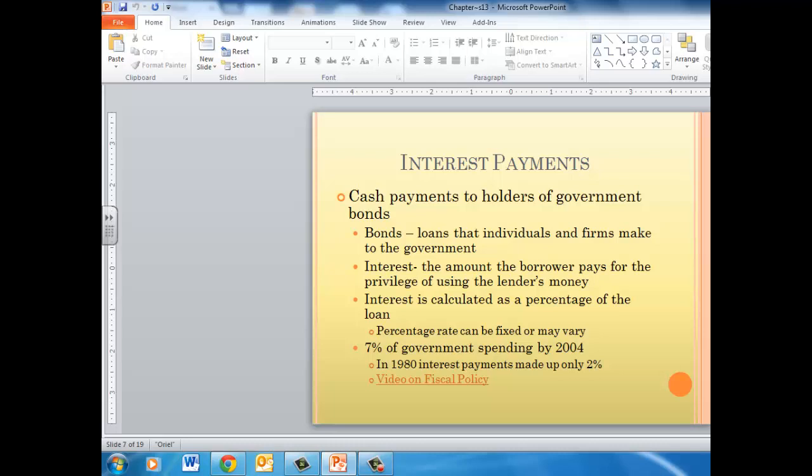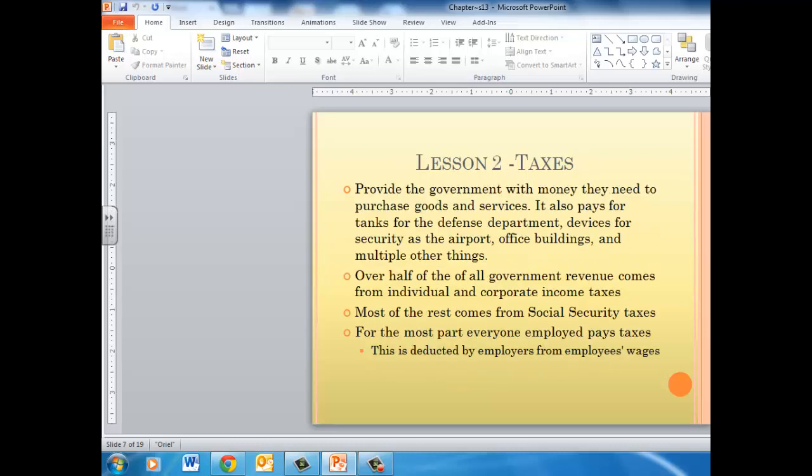So if you or anyone in your family has bought a bond, a government bond, the government must pay them the percent that's due. Now, as of 2004, 7% of our government spending was on interest payments, up from 1980 when interest payments made only 2% of government spending. So that number continues to rise as our government continues to borrow money in the form of bonds to United States citizens.